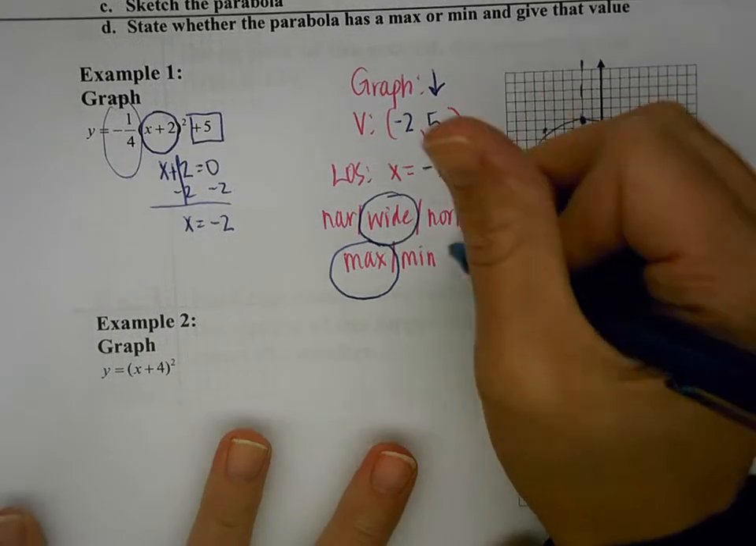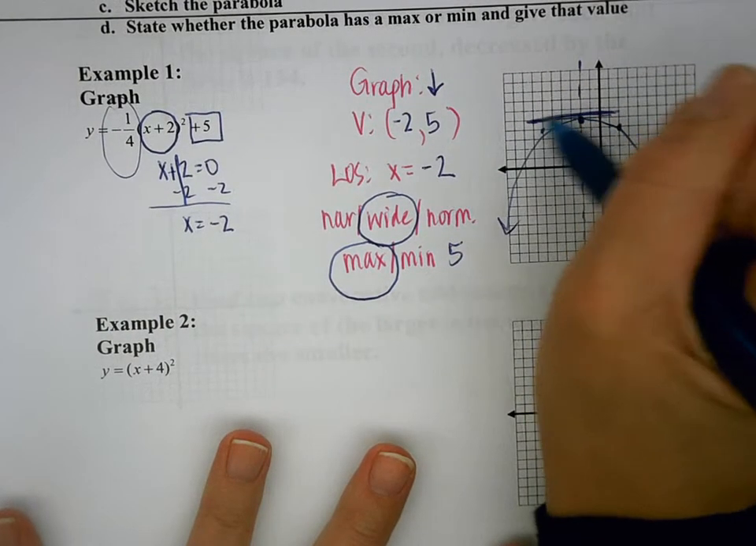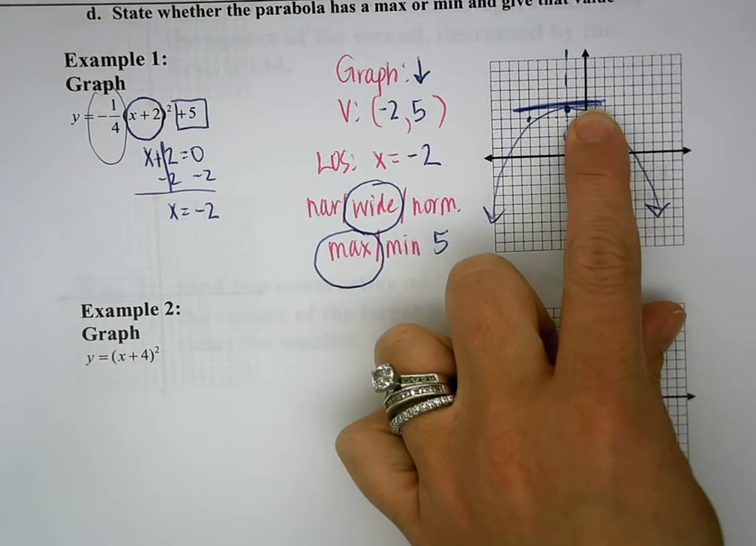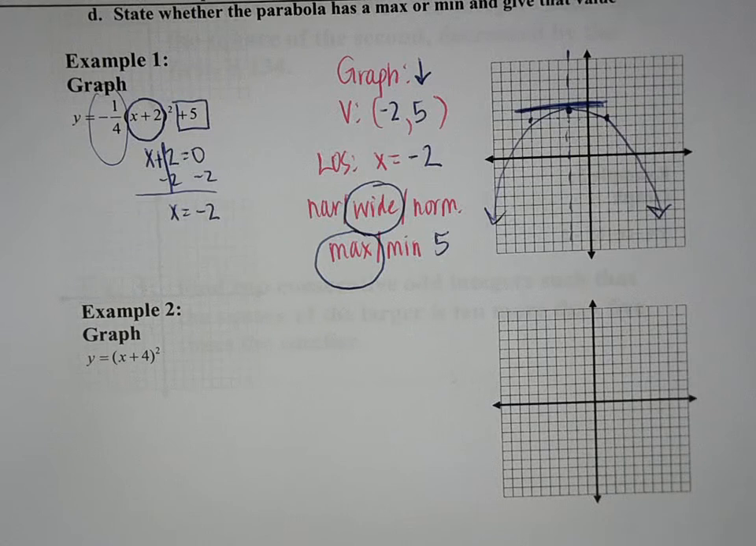5. It's always the y value of the vertex, and if you look here, this is telling you where your maximum value is, and that is at 5 on the y-axis. So it's always your y value. And that is it.